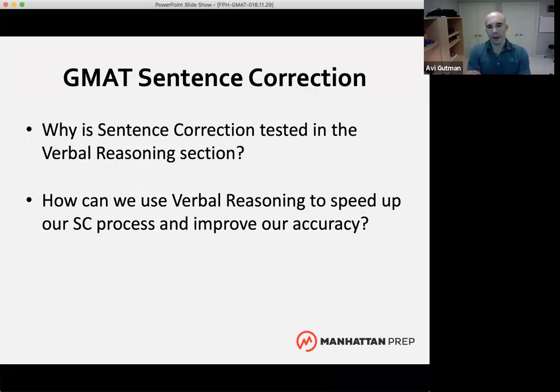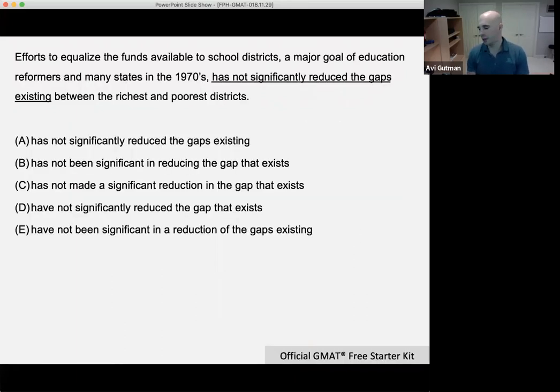Now, the other thing that verbal reasoning will help you with is eliminate answer choices more quickly. So in other words, even if you can use grammar to eliminate answer choices, it's probably true that you would eliminate them much quicker using verbal reasoning than using grammar, at least some of the time. So that's what I want to kind of explore with you on these next few sentence correction questions.